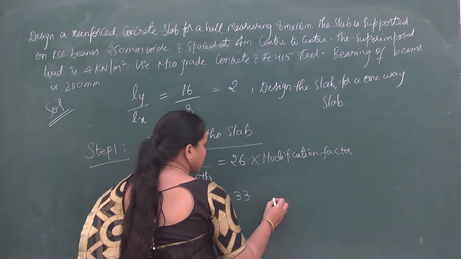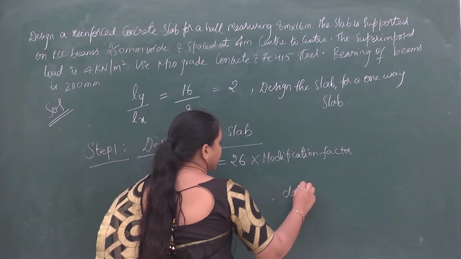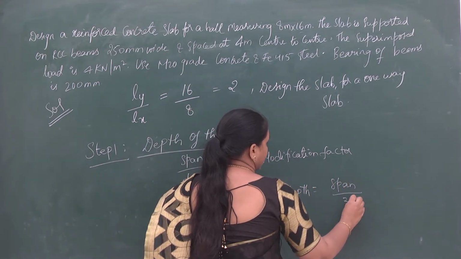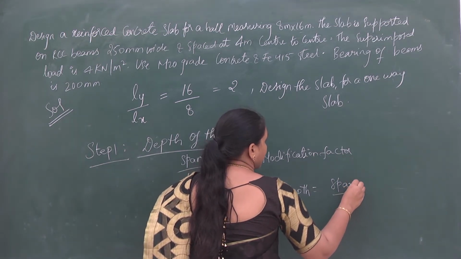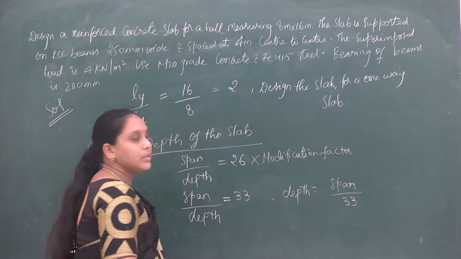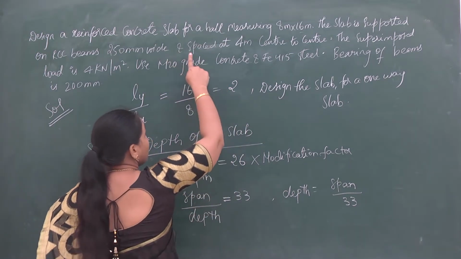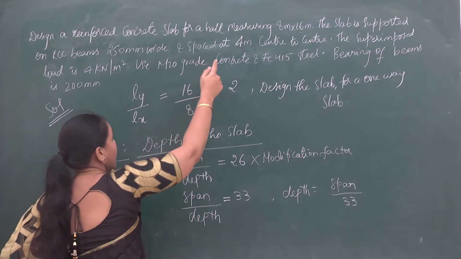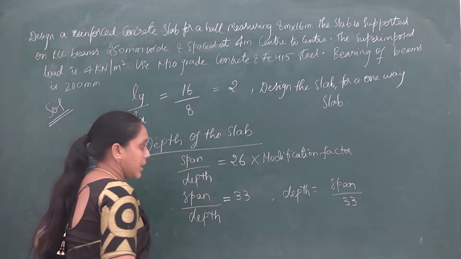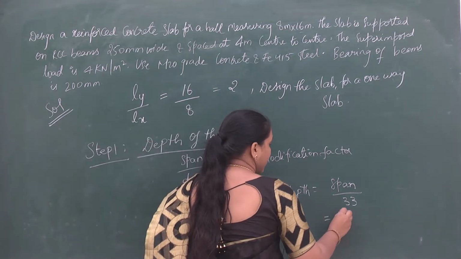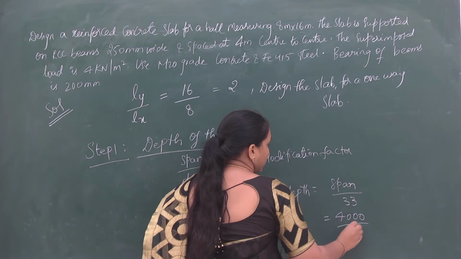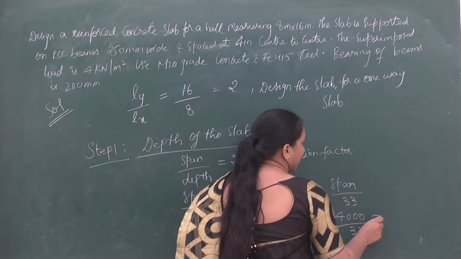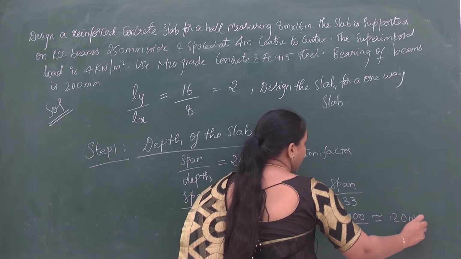So what will be the depth of the slab? The depth of the slab is span by 33. Okay, so what is the span here? The continuous slab is spaced between the beams at 4 meters center to center. So the span here is 4 meters, that is 4000. So 4000 divided by 33, the value we get approximately, I can write down as 120 mm.